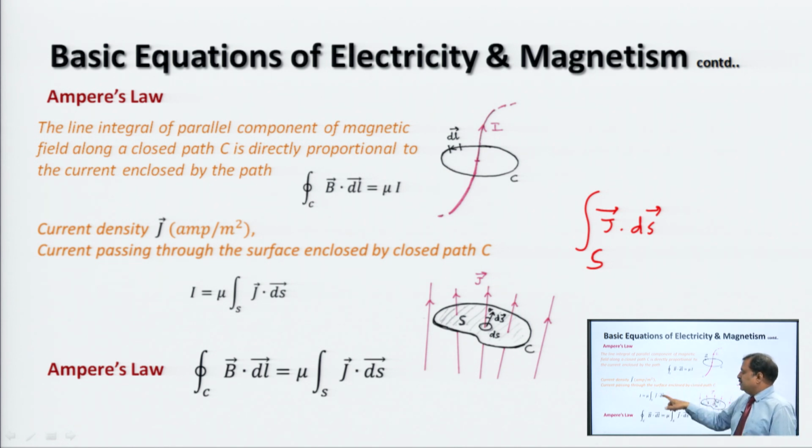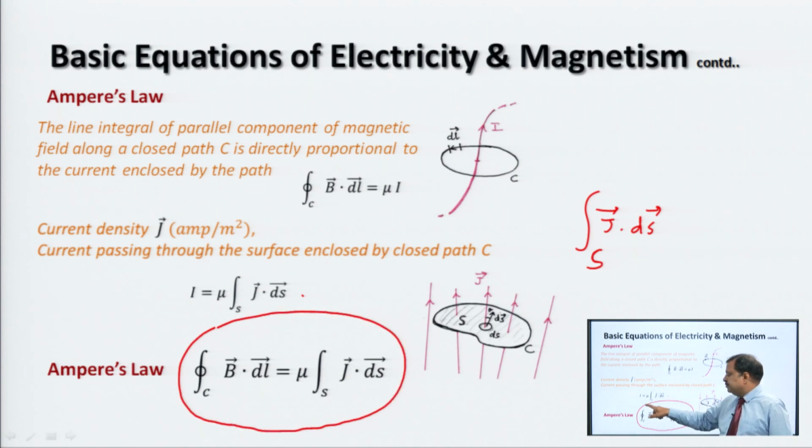If I substitute the surface integral of J dot dS for the current I here, then I get Ampere's law in this form. This is the integral form of Ampere's law. On the left hand side, it is a closed integral, evaluated over the closed path, but on the right hand side, the integral is evaluated over the surface which is enclosed by the closed path.